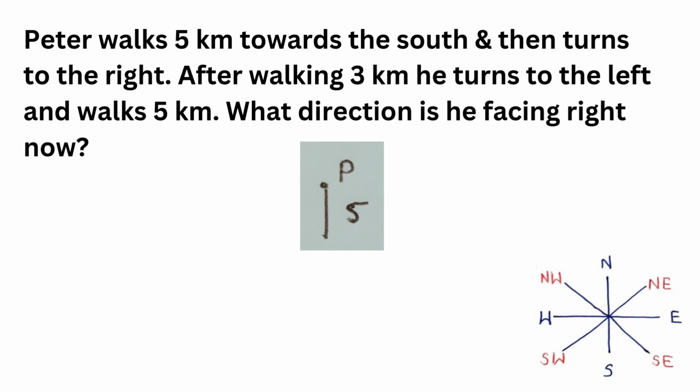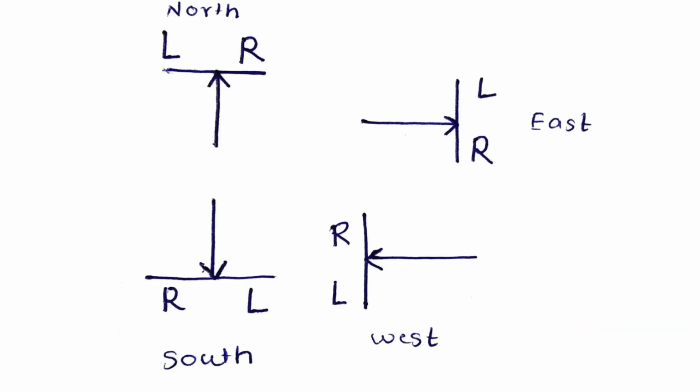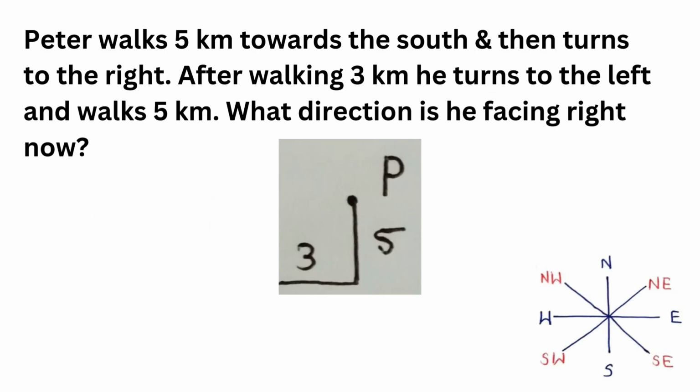Then turns to the right. He is moving towards the south, that is downward direction. So how can we move towards the right? By using this diagram we can clearly say how to move right here. So Peter moves right by 3 kilometers, because here they have clearly said that after walking 3 kilometers, he moved towards his right by 3 kilometers. Then draw it. Then the question said that he turns to the left and walks 5 kilometers.